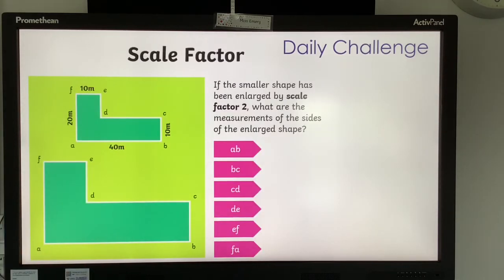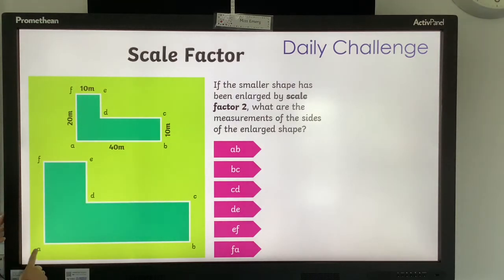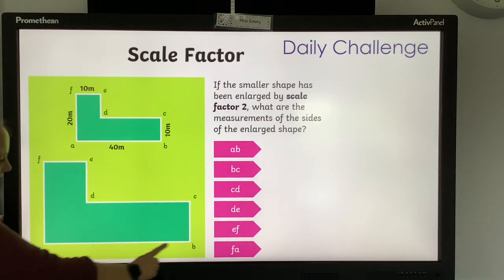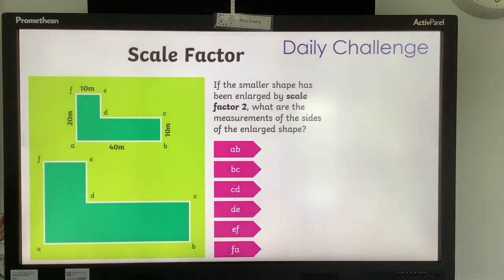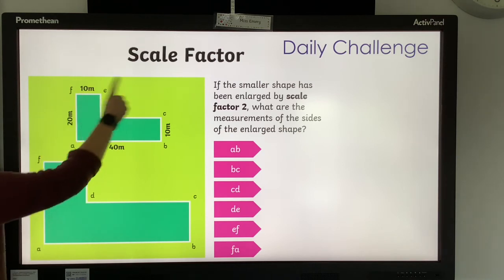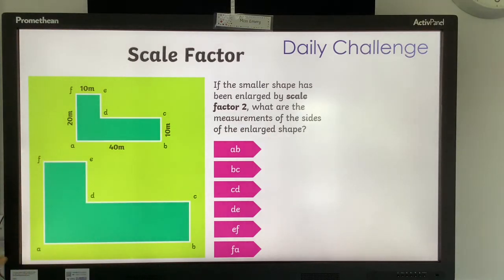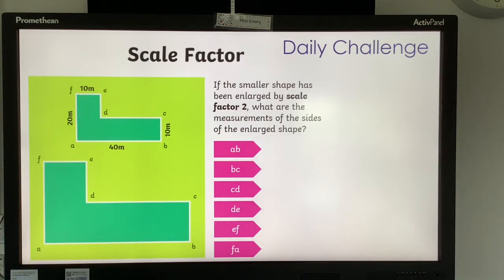Then your next one. If the smaller shape has been enlarged by a scale factor of 2, what are the measurements of the sides of the enlarged shape? We've been given letters here and it's from point A to point B. For example, AB is talking about from point A to point B, so it's this side here. If we were to do E to F, it's from point E to F, it's this one here. You know that your original shape has been enlarged by a scale factor of 2. What are the measurements of the enlarged shape? You've got to do some maths to work out some of the sides as well, it's really good. So take your time on this one.